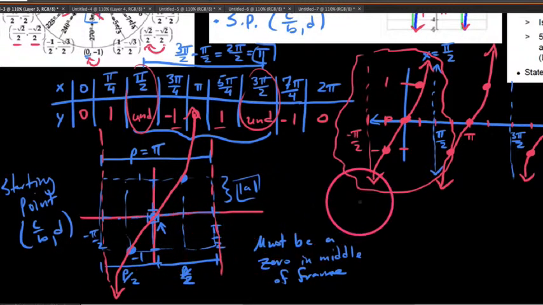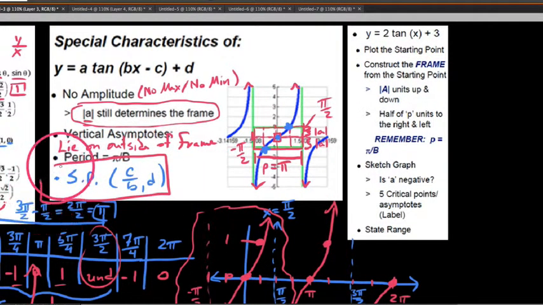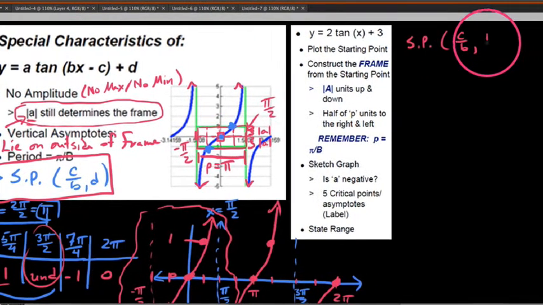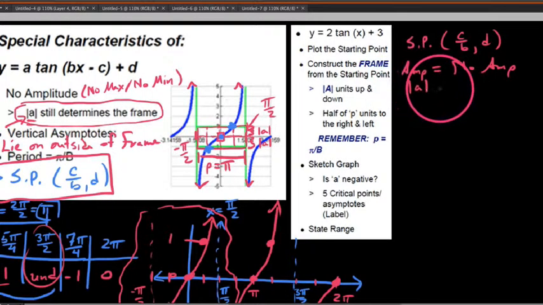Outlining this process here, basically what we want to do is start by finding the starting point here, and then constructing our frame using the period and the amplitude. Even though it doesn't have amplitude, we're still going to use this a value to help us determine this. So let's start with this. The starting point is going to be at c over b comma d. Our amplitude doesn't exist, so we're going to write here that it has no amplitude. But we still want the absolute value of a, so we're going to find that here. And then the period of our graph.